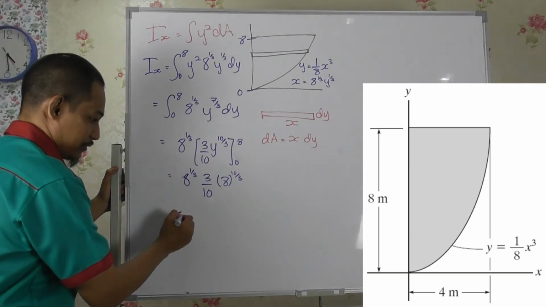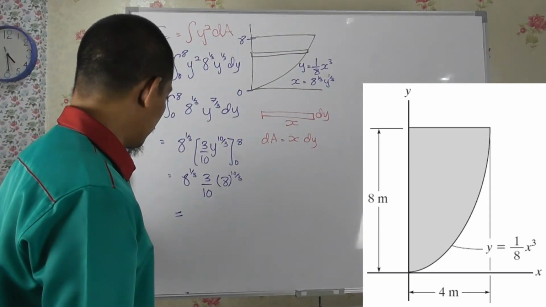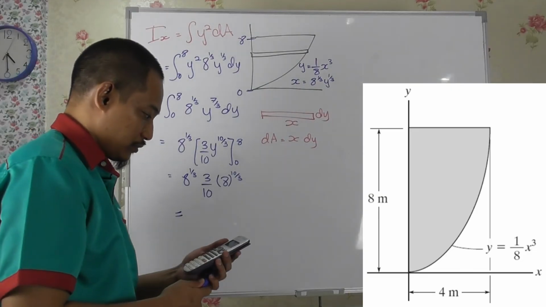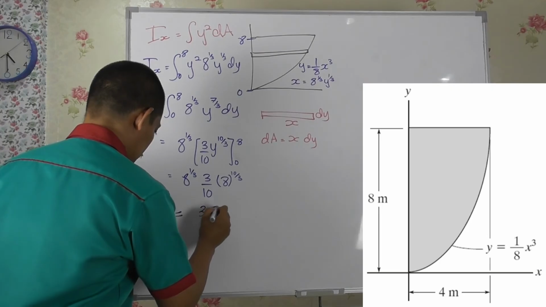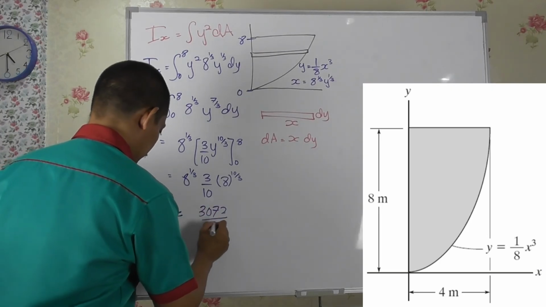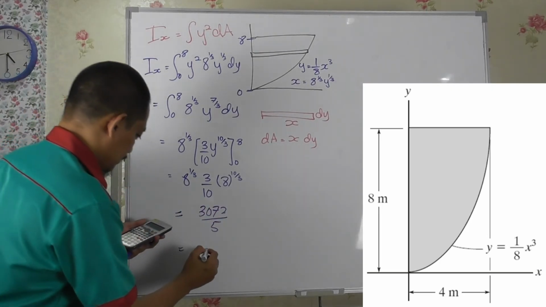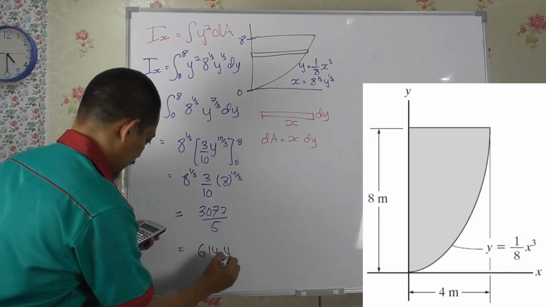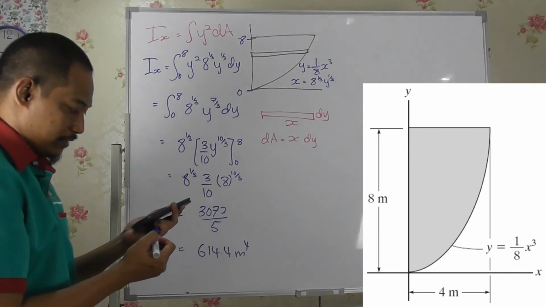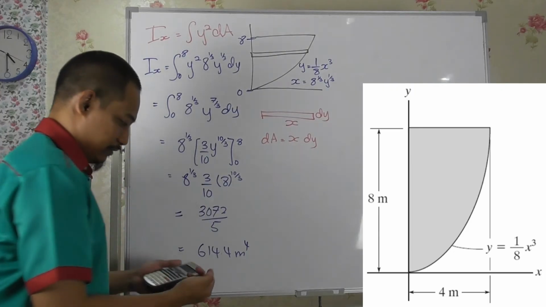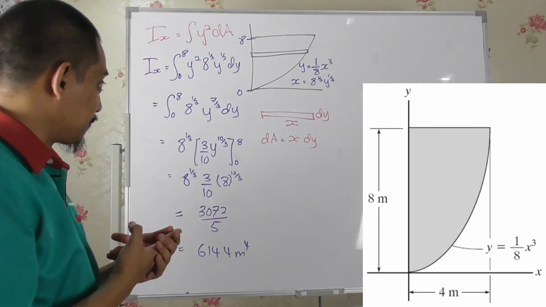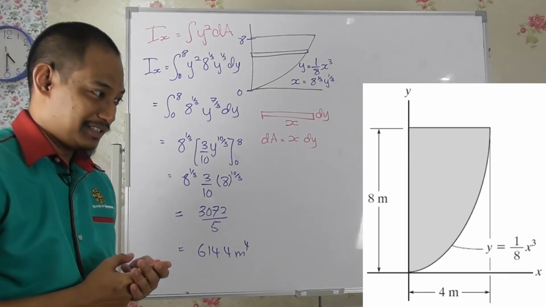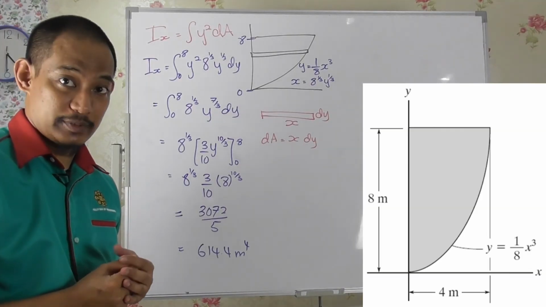And then you can solve using a calculator. So what do you have here? You get 3072 over 5, or 614.4 meter to the power 4. So that will be your answer for this question. So yeah, it's quite straightforward if you use the horizontal element.